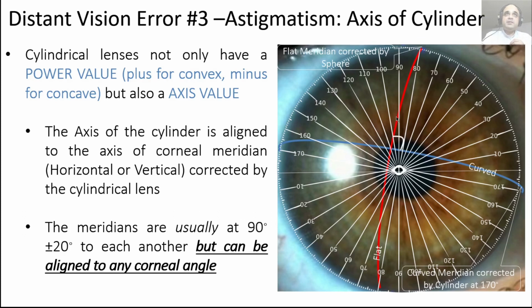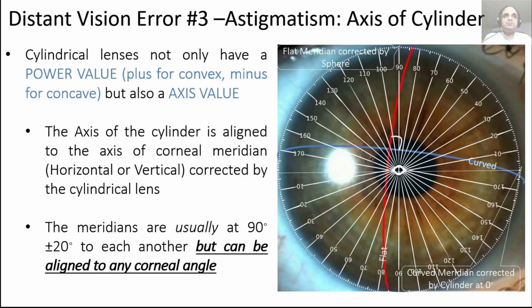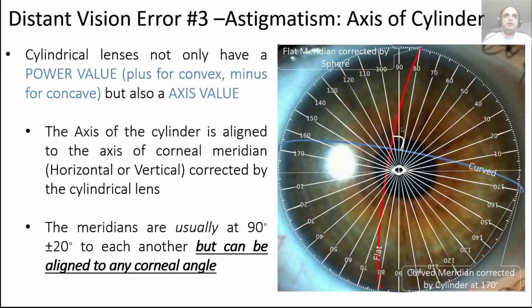So that is the relation between the curved, the vertical and the horizontal meridians, but they can be aligned to any of the corneal angles. So the first one was aligned to 90 and 180 or 0. The second patient has the same two meridians, one flat and one curved, but rather than being aligned to 90 and 0 or 180 on the cornea, this time they are aligned to 80 and 170. They are at 90 degrees to one another, but they are not aligned to 90 and 180 on the cornea. They are aligned to 80 and 170 on the cornea, and that is possible.